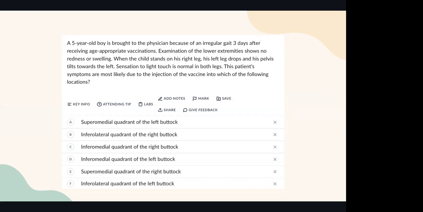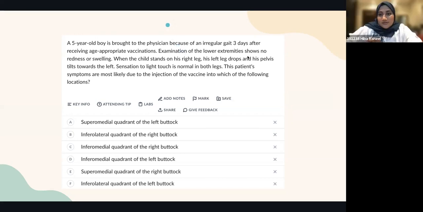Okay. Is that clear, everyone? Okay, I have a question. So is the answer B or C? No. The answer is E, the superior medial.